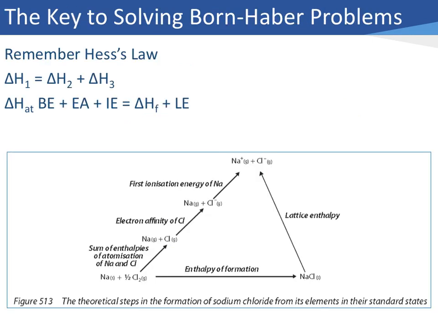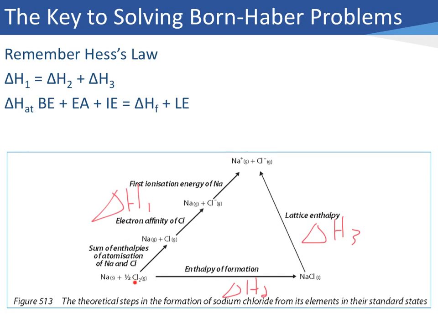So this is just a reminder about Hess's law, which we have utilized here and talked about. I just want to briefly remind you of this. If I call this delta H1, this is delta H2, and this is delta H3. Delta H1 is all of these things combined: the atomization, the bond enthalpy, the electron affinity, and the ionization energy all combined.